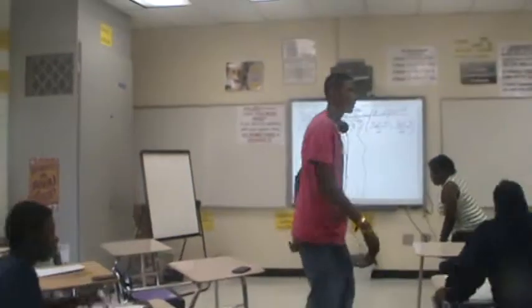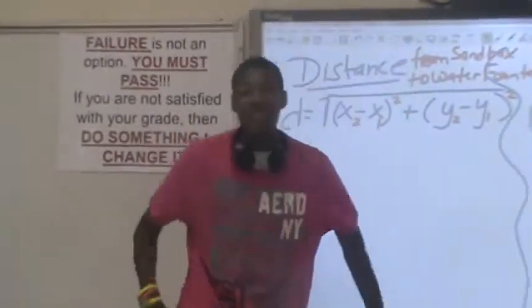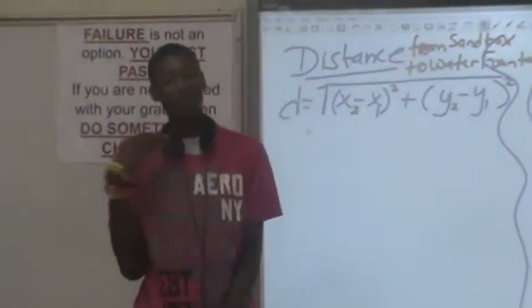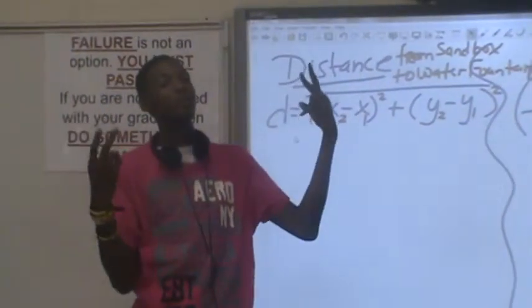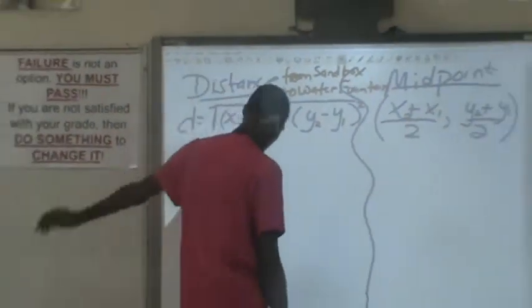Let me get one person to volunteer to do the distance dance. Subtract the x's, subtract the y's, square both numbers, add, square root. Okay, good. Now look on page 155 of your book.